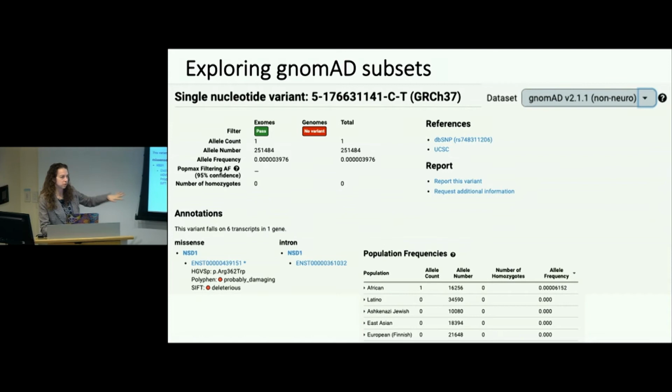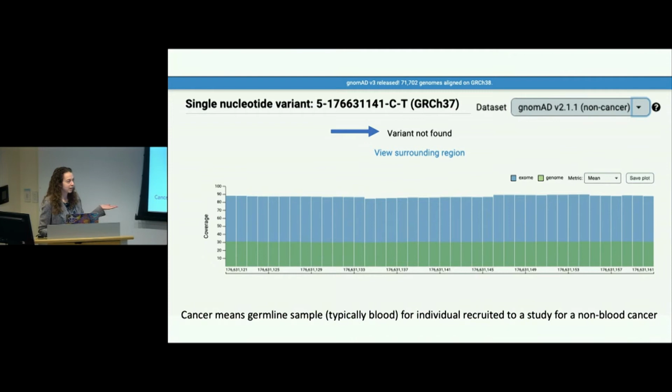So I don't have that many more I can check. I checked non-cancer next, and this individual is not in the non-cancer cohort, so they are in a cancer cohort. And just before anyone gets concerned, why are there cancer cohorts in here? These are germline samples from individuals recruited to studies, individuals who have cancer, but it is their germline sample that is in the data set.